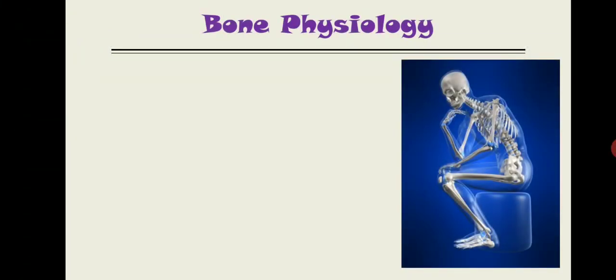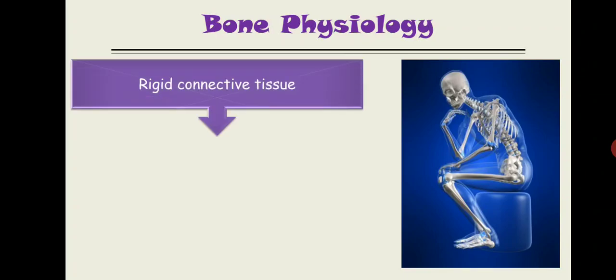Hello friends, today is the second lecture of our calcium metabolism series, and today we are going to discuss bone physiology. Now you know that bone is basically one type of connective tissue, right? They are basically very rigid. That's why they are known as the rigid connective tissue.